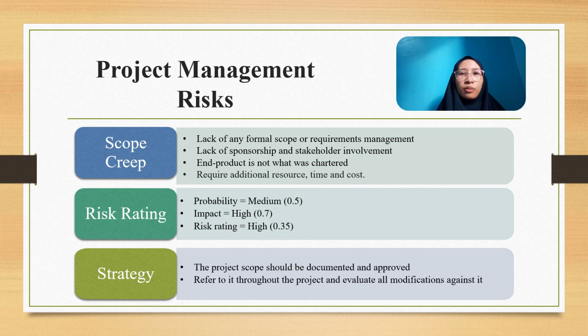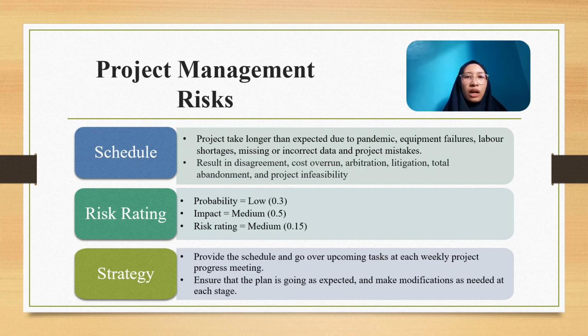Scope creep cannot be avoided but can be minimized by referring to the project scope throughout the project and evaluating all modifications against it. The second project management risk is delayed schedule. This may be caused by pandemic, equipment failures, labor shortage, missing or incorrect data, and project mistakes. It will result in disagreement, cost overrun, arbitration, litigation, total abandonment, and project infeasibility.